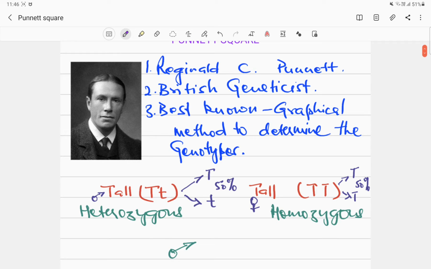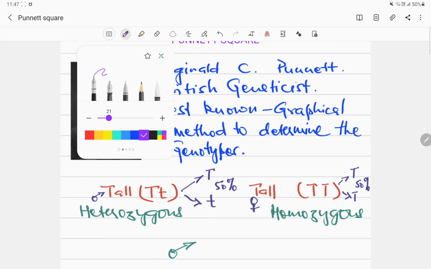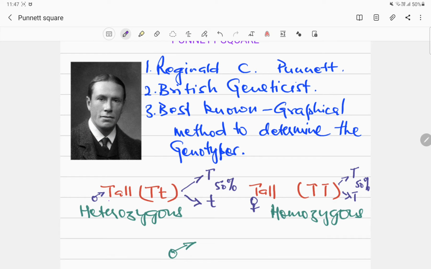For example, a plant breeder, and this is true even for animal breeders or geneticists. Let us just take an example. Let us assume a plant breeder wishes to know what will be the outcome of a certain cross. What will be the phenotype and the genotype of the offspring if he crosses two plants? Now, let us assume he has two plants, both of them are tall, and he knows the genotype of the two plants as well.